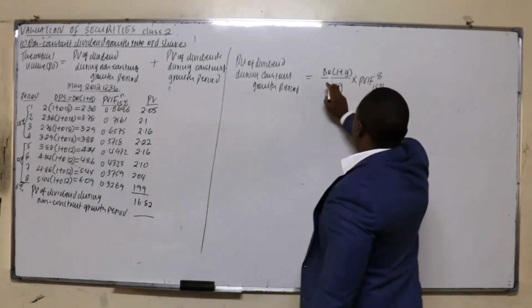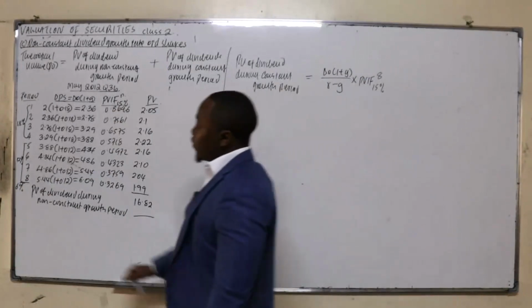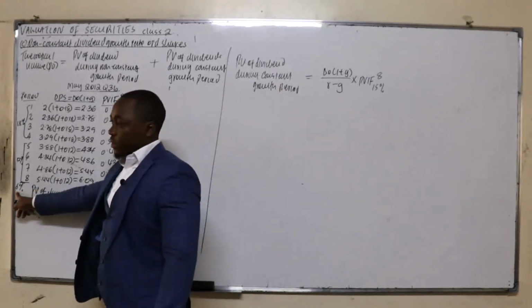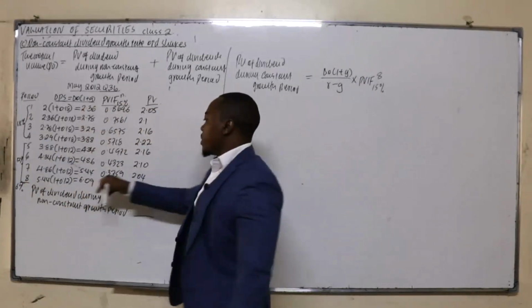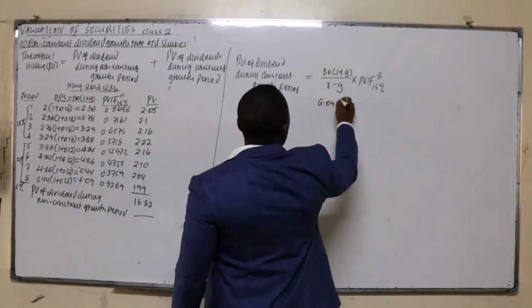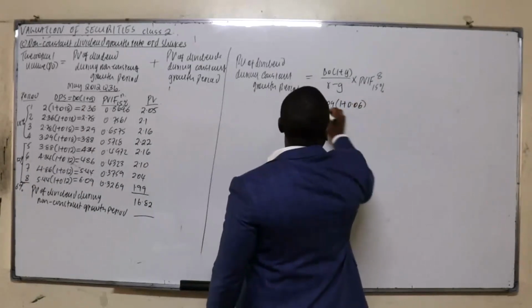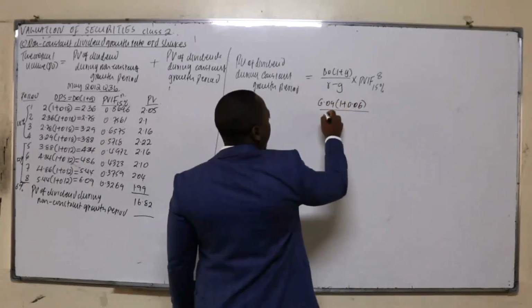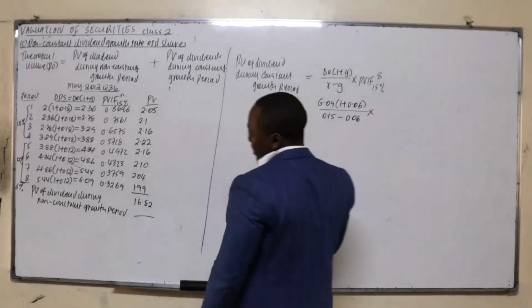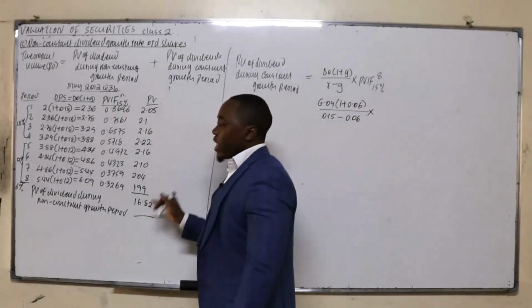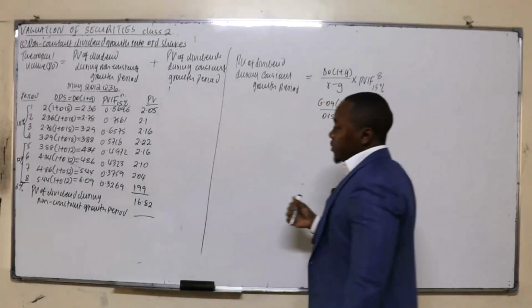How much is our D0? From year 8, now the growth rate will be 6%. So if you want to determine the dividend for the coming period, the last dividend was 6.09. Then from there, we'll grow at a constant rate of 6%. So you add 1 plus 0.06. And the cost of capital was 15% minus the growth rate of 0.06. In that case, you get the intrinsic value at the end of year 8. But what we need is the present value, so you discount.